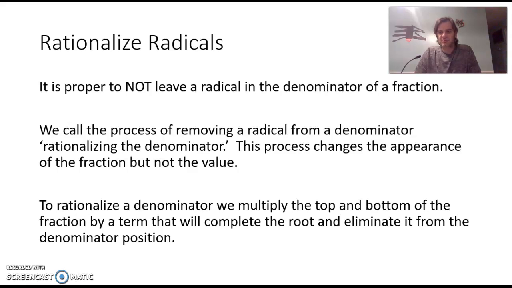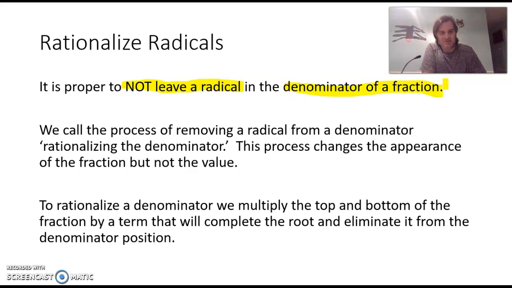Hey, it's Mr. Allred, and we are still talking about exponents and radicals or roots. And here we're going to talk about rationalizing radicals. The reason we do this is it's generally a principle that we do not leave a radical or a root in the denominator of a fraction.